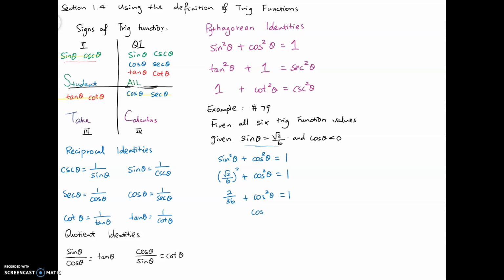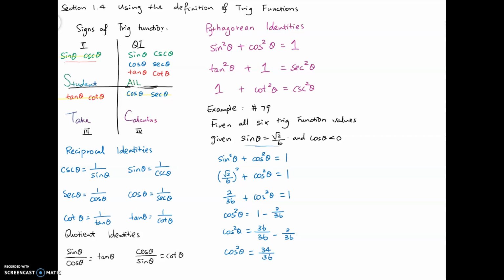So cosine squared theta is going to become 1 minus 2 over 36. 36 over 36 is 1, and we end up with 34 over 36. But this is cosine squared theta. We're interested in cosine theta.